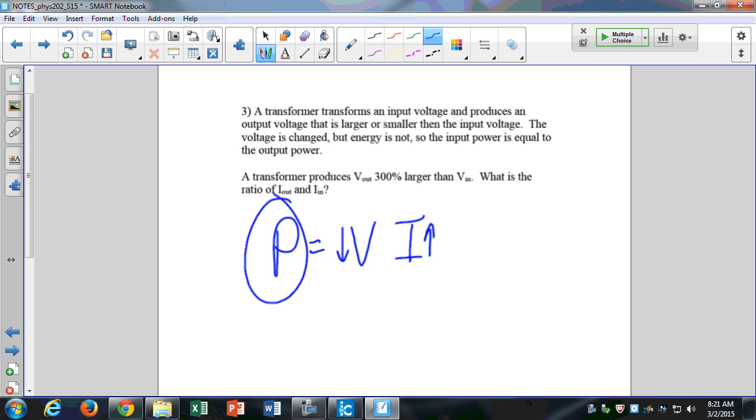Now in this problem, V out is actually 300% larger than V in. So this would be a step up transformer. It's stepping low voltage up to high voltage.